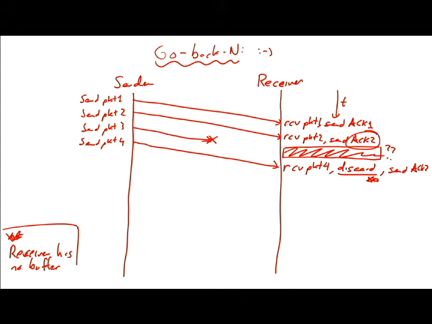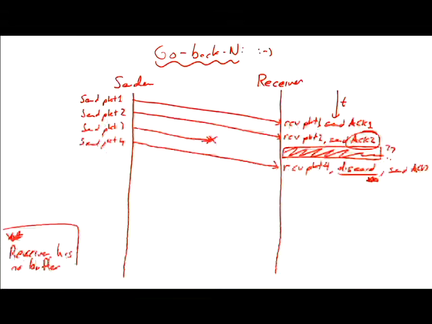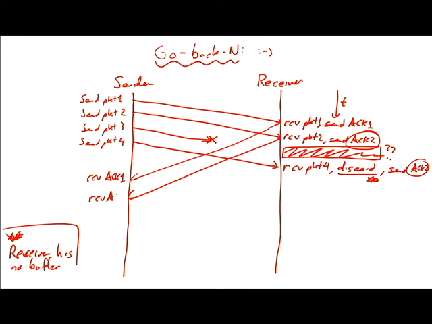So here's an ACK 2. Here's my ACK 2. Sorry, that's ACK 1. So that's receive ACK 1. Receive ACK 2. Oh, well, there's nothing received there. And then all of a sudden, the sender is receiving ACK 2 again. OK, that's interesting.